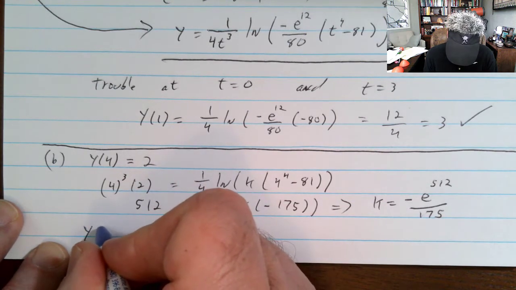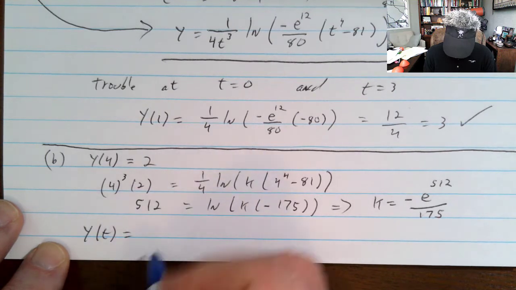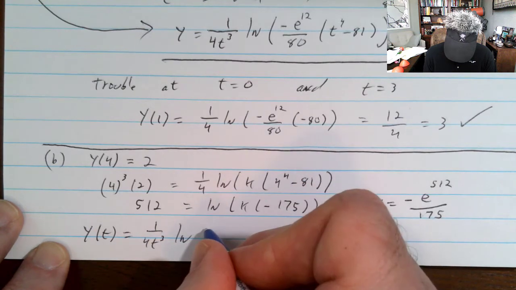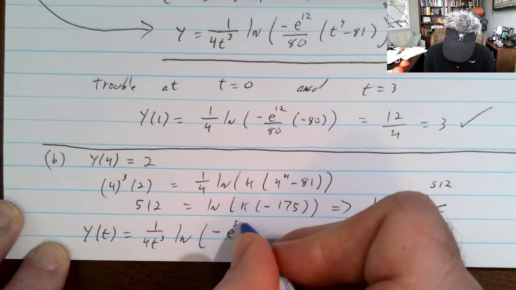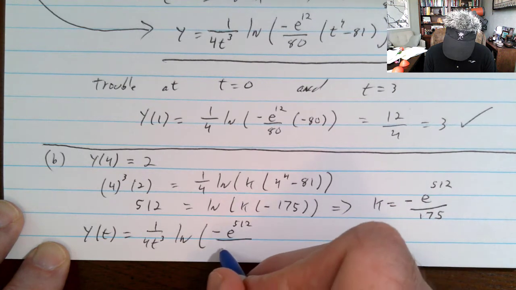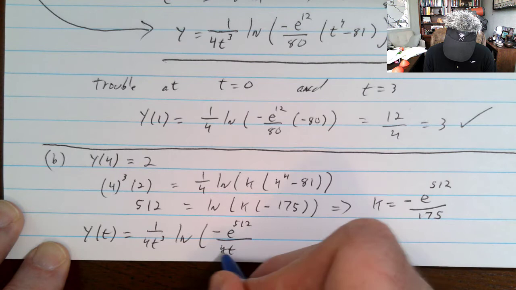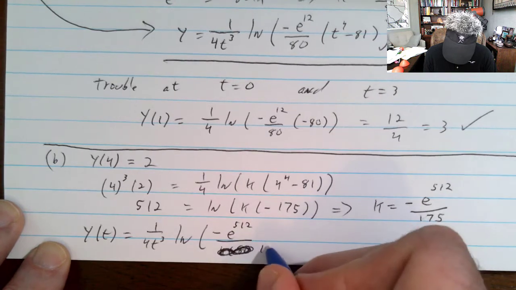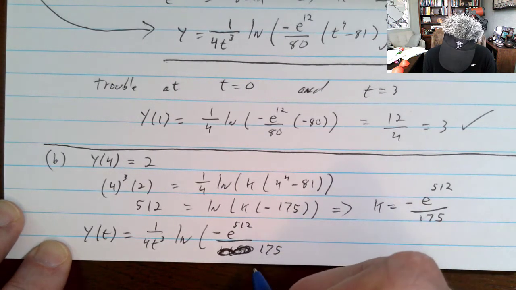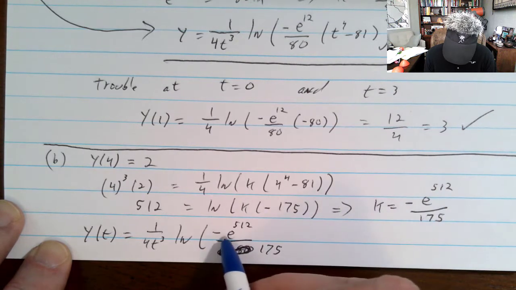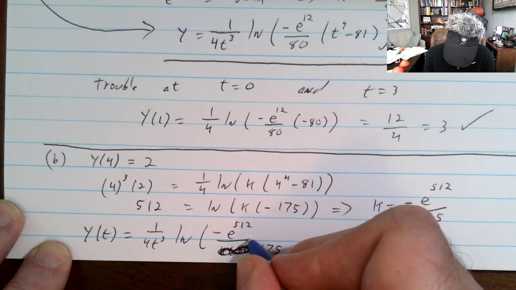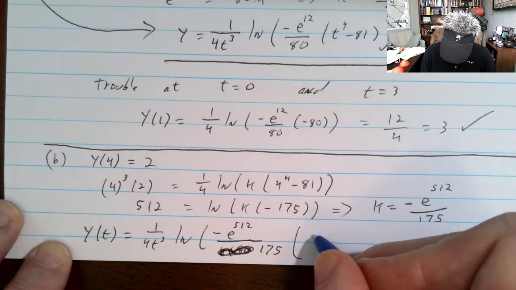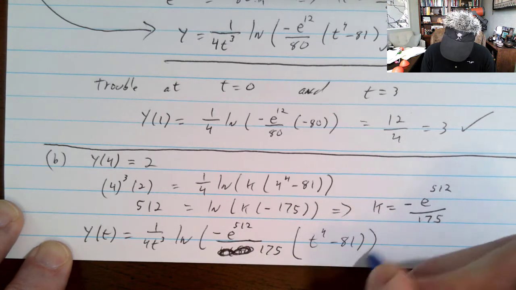I'll write our solution. y of t, I'll put in the t notation this time. 1 over 4t cubed natural log negative e to the 512. Might put this in another format as well. Oops. 175. My eyes are all over the place. So there's the k, negative e to the 512 over 175. Yeah, I'll just rewrite it. Next page. Times t to the 4th minus 81. Look at it. Checks out.